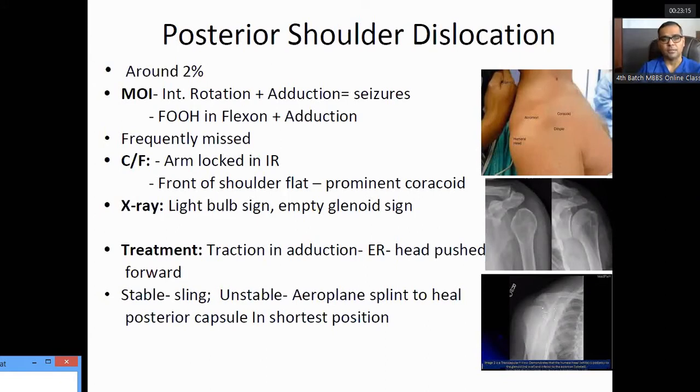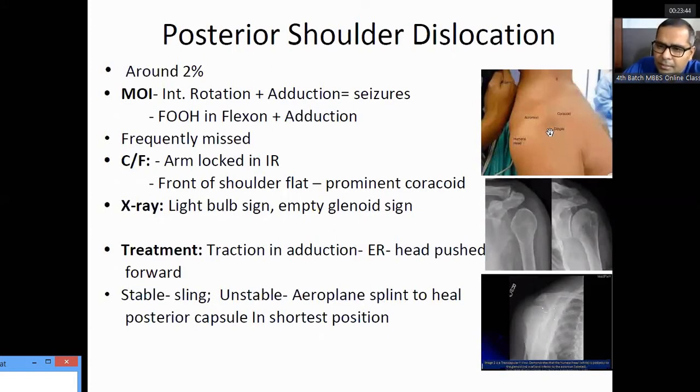there might be a posterior dislocation, and it is frequently missed even by orthopedic surgeons, because the typical X-ray picture is not that typical. It is the attitude of the limb we have to assess, and the limb is locked in internal rotation, and the front of the shoulder looks flat. We can see this in this picture. This is a typical picture, and sometimes in obese patients we do not see the typical picture like this.